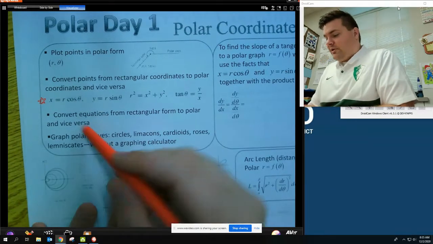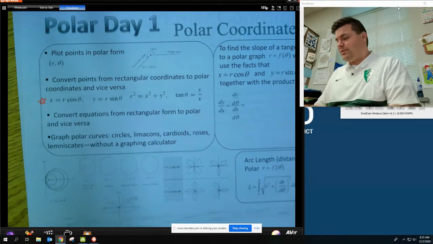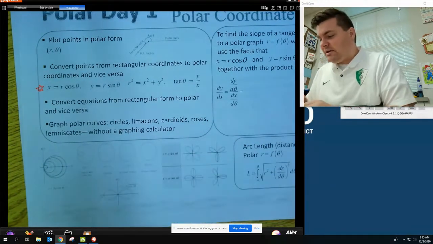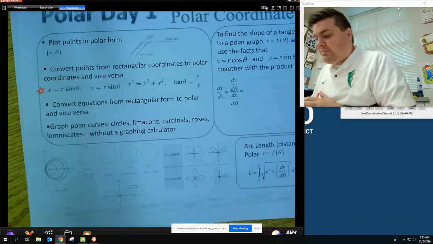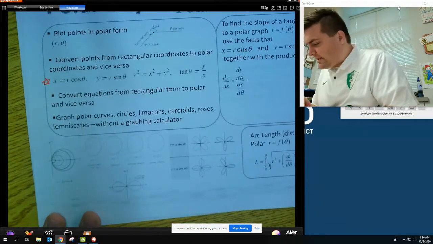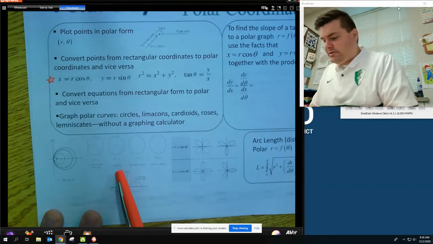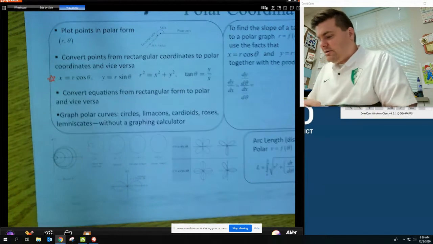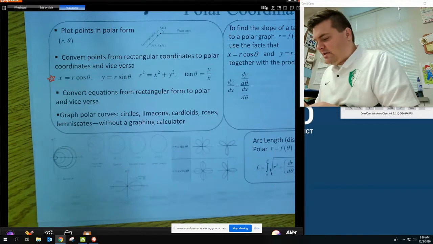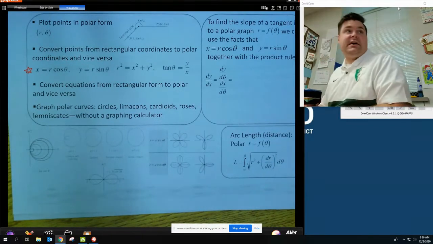We have to be able to convert equations from rectangular to polar, vice versa, and we'll be able to graph those. All these different types of graphs here: circles, limaçons, cardioids, roses, and lemniscates. I probably said that wrong. They're all down here. I don't think they're labeled though, but this one is. A cardioid looks like a heart. A limaçon has a little circle in it. Those are really the big ones. A circle, you know what a circle is. And then a rose, they're over here, where we have these petals and stuff like that. And that's really all that we focus on.